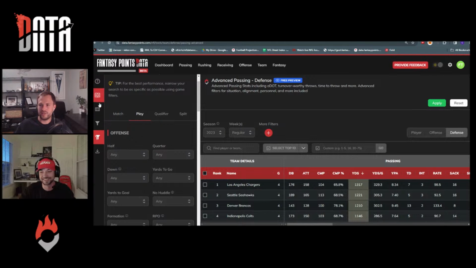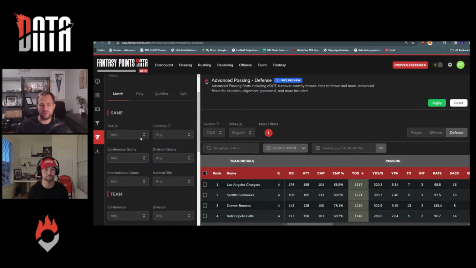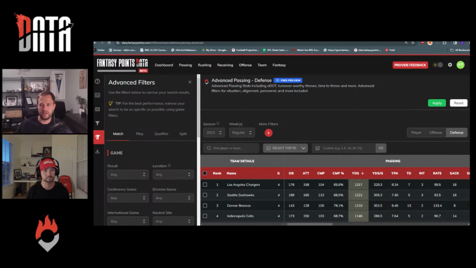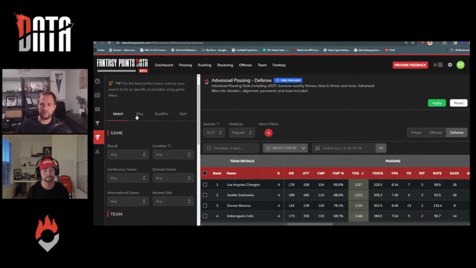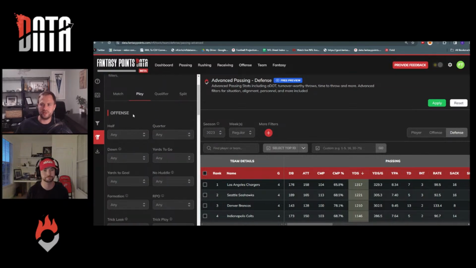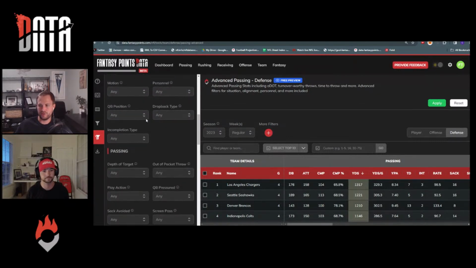Yeah, so over on the side tab here is where you'll find the filters. This one is where the advanced filters are, and then within there are our match filters. They're a game level filter. So if you want to look at home versus away, certain spreads, weather, anything like that at the game level, that's where you would go. And then our play splits get down to what happened on individual plays. That's where this particular filter would be.